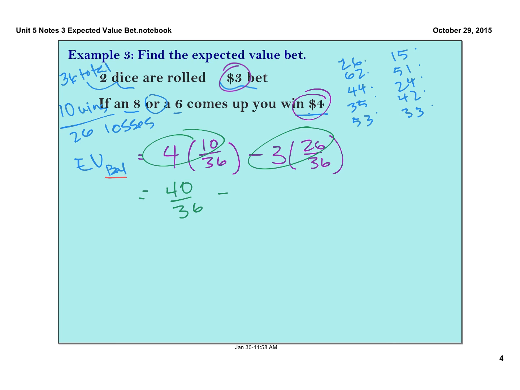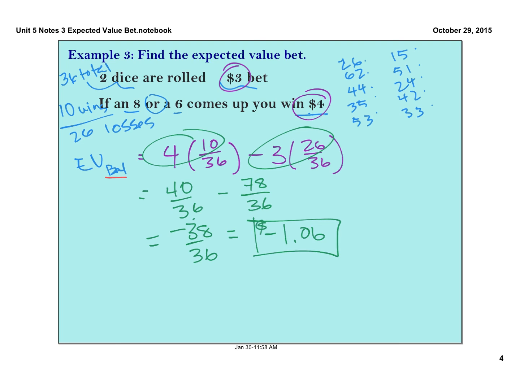3 times 26 gives me 78. So minus 78. Some of you can already see that you're going to end up with a negative amount here. 40 minus 78 is negative 38. Negative 38 out of 36, so a little over negative 1. Negative 38 divided by 36 is negative 1.06. So negative 1.06 is my expected value there.